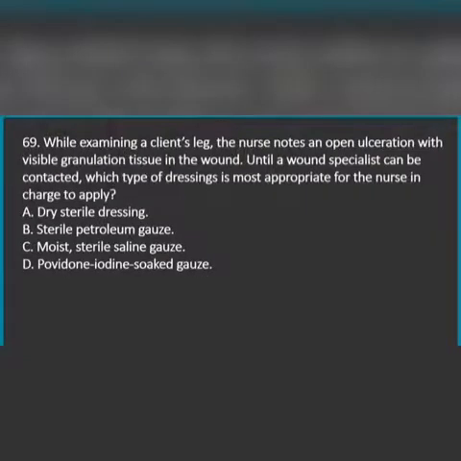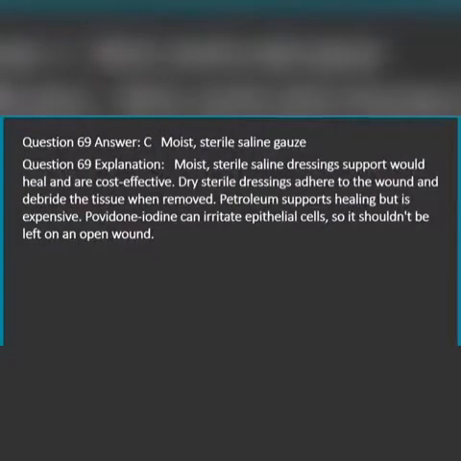Question 69. While examining a client's leg, the nurse notes an open ulceration with visible granulation tissue in the wound. Until a wound specialist can be contacted, which type of dressing is most appropriate for the nurse in charge to apply? A. Dry sterile dressing. B. Sterile petroleum gauze. C. Moist, sterile saline gauze. D. Povidone iodine-soaked gauze. Question 69 Answer: C. Moist, sterile saline gauze.